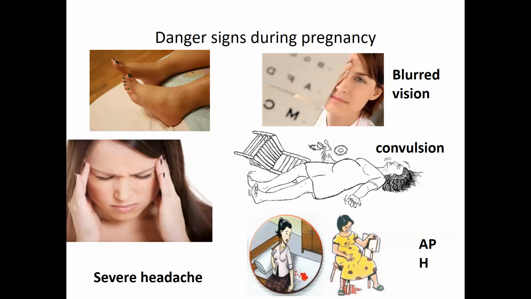because after the Nairobi conference, the whole world started working actively. So that's why Bangladesh was also a part of it, and was also active. So the vision, the convulsion, the APH, the severe headache, and the edema. All these are danger signs of pregnancy.